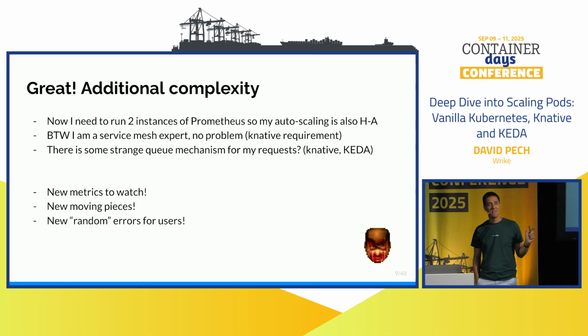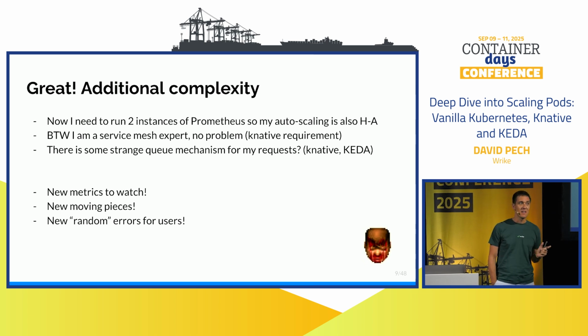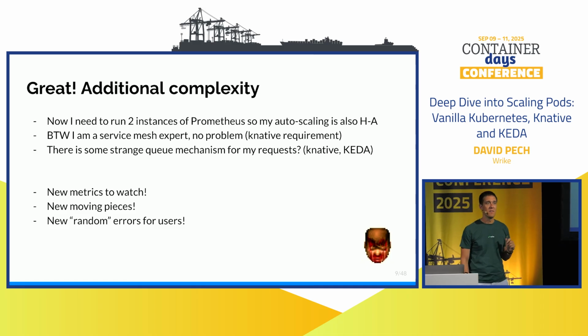There are some hidden caveats. So for example, if you would like to scale on the Prometheus metrics, you need to have multiple Promethei. Typically, if you have some additional infrastructure, for example, Knative, you may also need to understand service meshes much better, because it is one of the requirements. And also, all those technologies do not come for free.